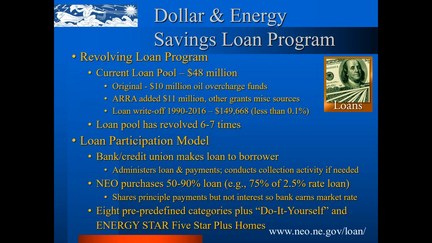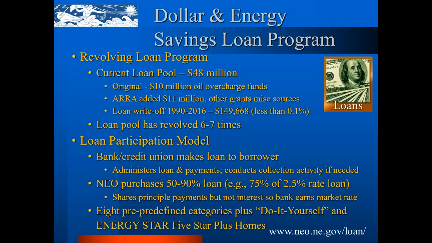The other thing that makes it very easy and important is that we have set up 8 predefined categories, plus there's a do-it-yourself category, which is where we really get involved in doing the energy efficiency evaluations, and also our Energy Star 5-star plus homes, which is a home that's built well above the state energy code requirements. But the key to the program's success is those 8 predefined categories.